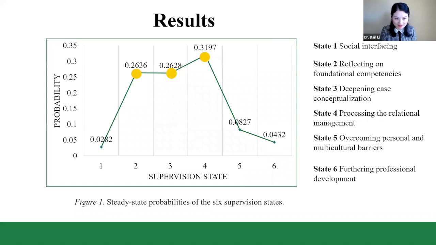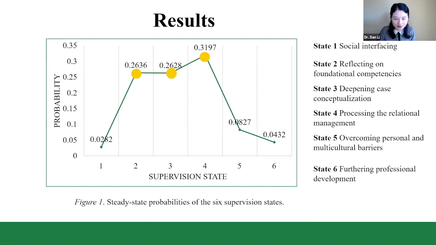These are the probabilities for the 34 dyads in my sample. 26% of the time, they're either in state 2 or 3, and about 32% of the time, they're working on state 4, relational management. But generally, they're working more on safeguarding the client's welfare compared to the fifth and sixth states, which are more about the professional development of the supervisee.